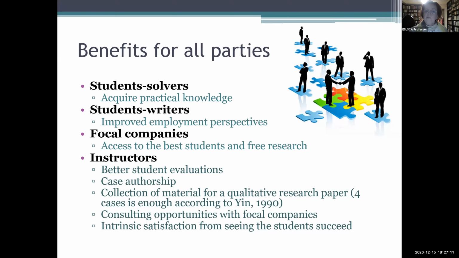They have case authorship. In some universities, case authorship is considered a scholarship of practice. It's not an academic contribution, it's a scholarship of practice. It's a collection of material based on which you can do a qualitative research paper. Four cases is enough according to the source. It can also lend you some consulting opportunities with focal companies once you write a case about them. And generally, you have an intrinsic satisfaction from seeing the students succeed. So in this life cycle process, there are benefits for everybody in this equation.